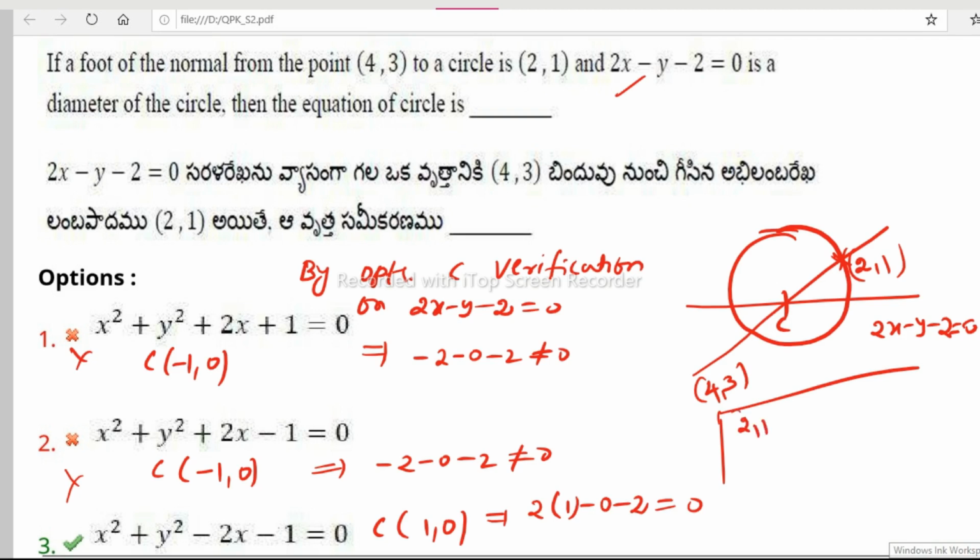2, 1 verification చేద్దాం. (2, 1) on the circle, that is 2 square 4 plus 1 square 1 minus 2 into 2 4 minus 1 plus 5 minus 5 is 0. Yes, point కూడా verify అయింది కాబట్టి 100% third option is correct one.